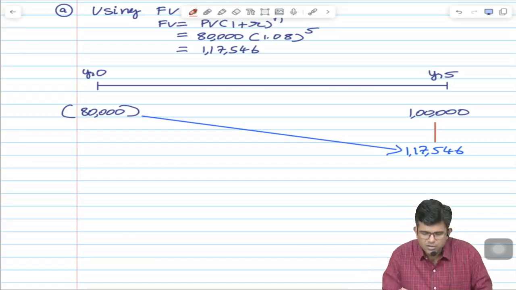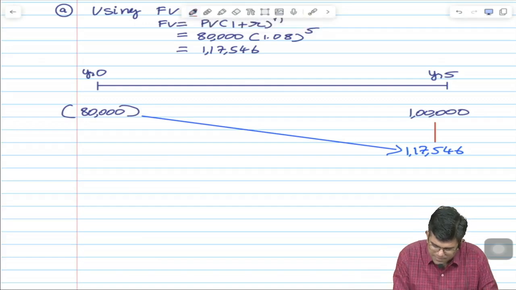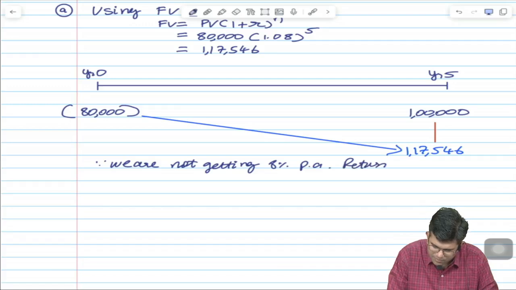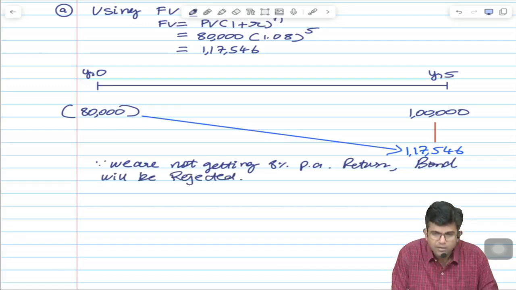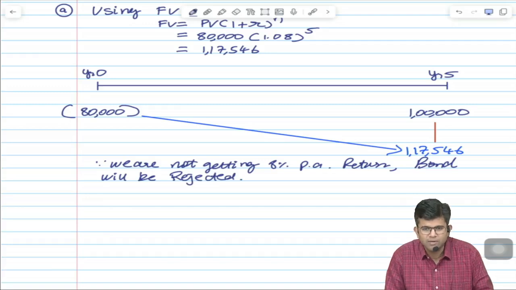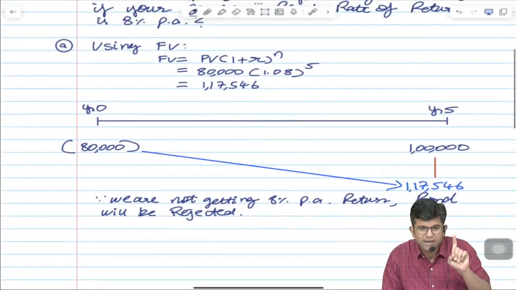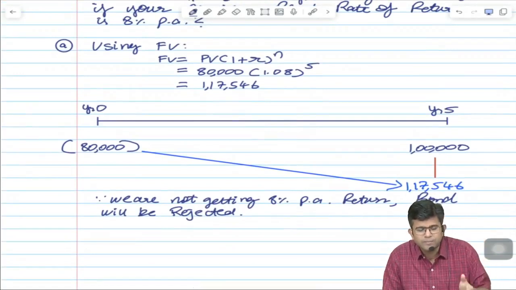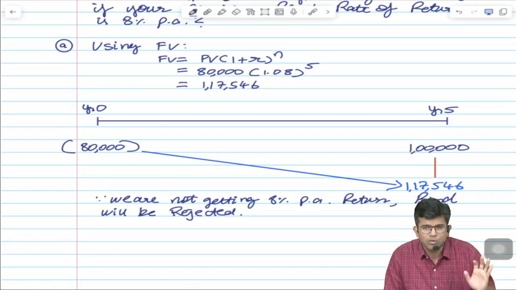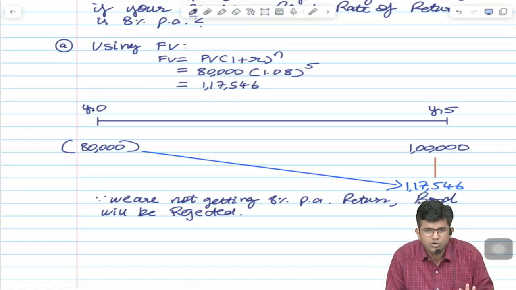Not getting, correct? So I will say, since we are not getting 8% per annum return, the bond will be rejected. What do you think? You're understanding, everyone? Bond will be rejected. So this is one way, the future value route, through which I taught you how to say yes or no to a bond. Everyone clear?